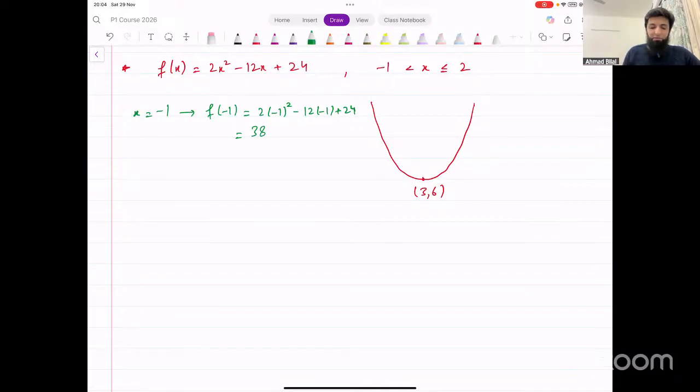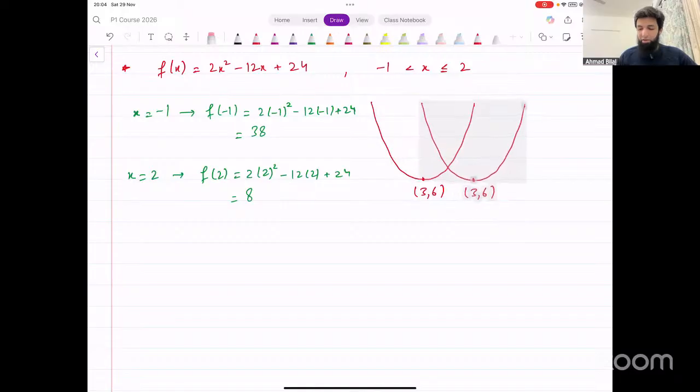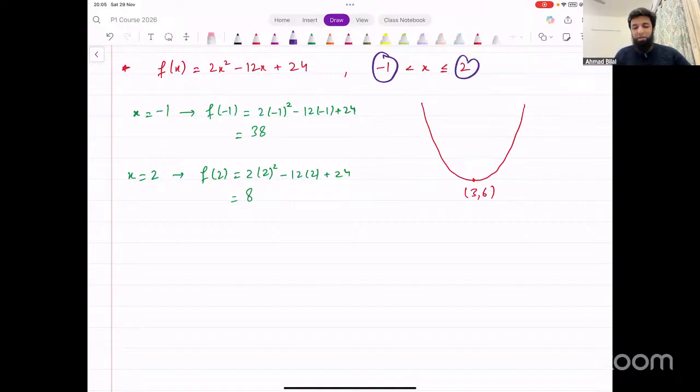Right? That's 1 point, -1 and 38. And the other one, x equals 2. Input that in this function, and that gives you 2 into 2 squared minus 12 into 2 plus 24. What's this? 32 minus 24, which is 8. Yeah, okay. Thank you. So again, we think of the graph. Which side of the turning point are these points going to be? -1 is on the left side, 2 is also on the left side.